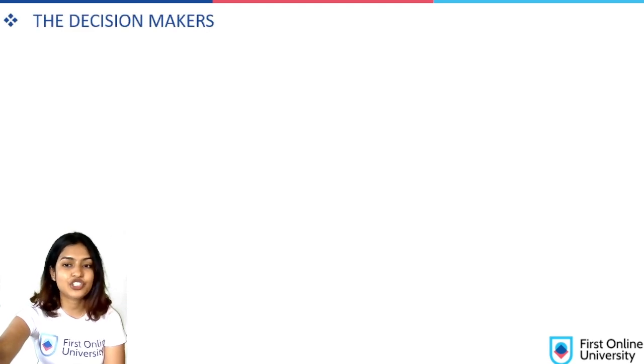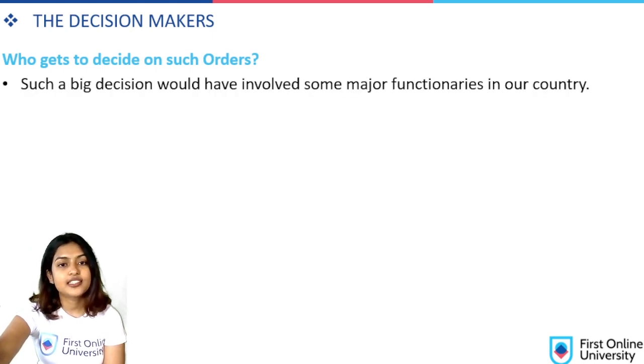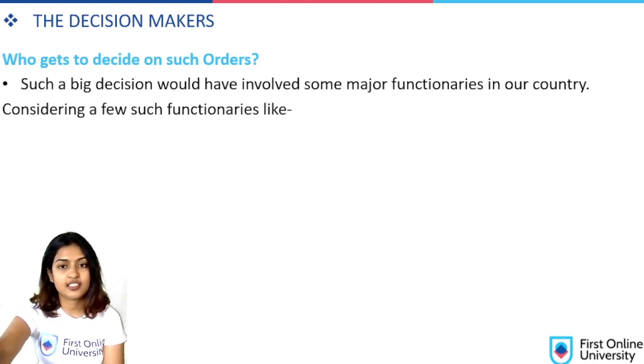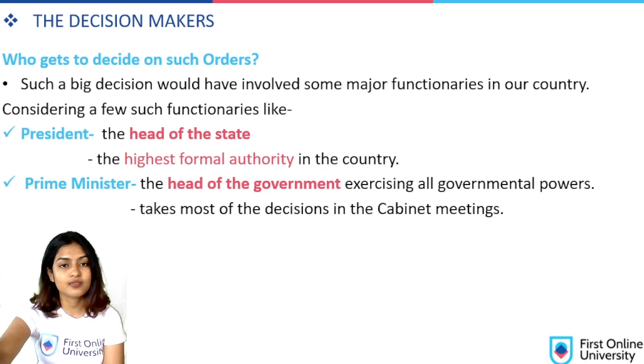So let's see the decision makers and how this goes about. Who gets to decide on such orders? Such a big decision would have involved some major functionaries in our country. Let us consider a few functionaries, like the President. He is the head of the state and he is the highest formal authority in the country. Next, we have the Prime Minister. He is the head of the government, exercising all governmental powers, and he takes most of the decisions in the cabinet meetings.